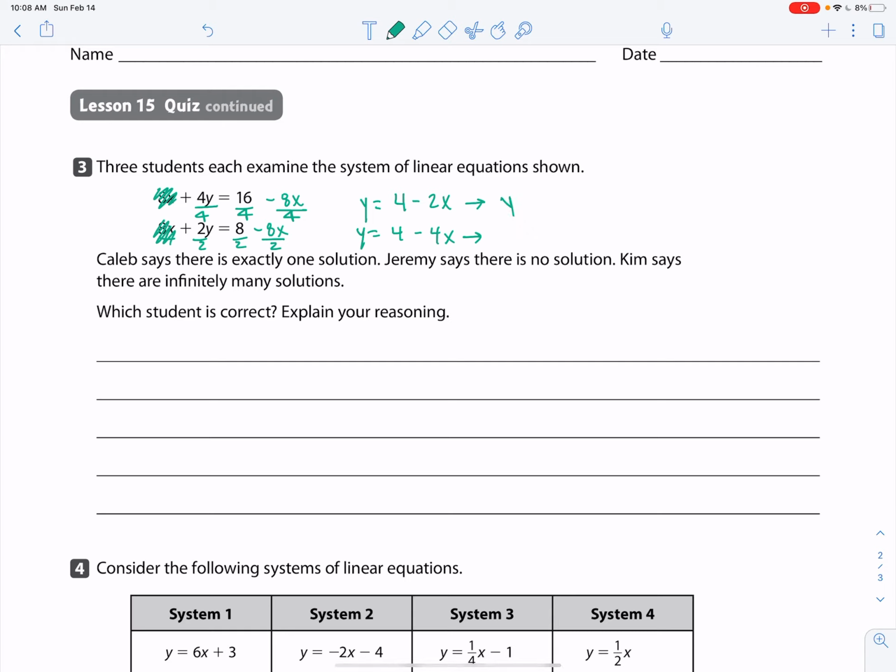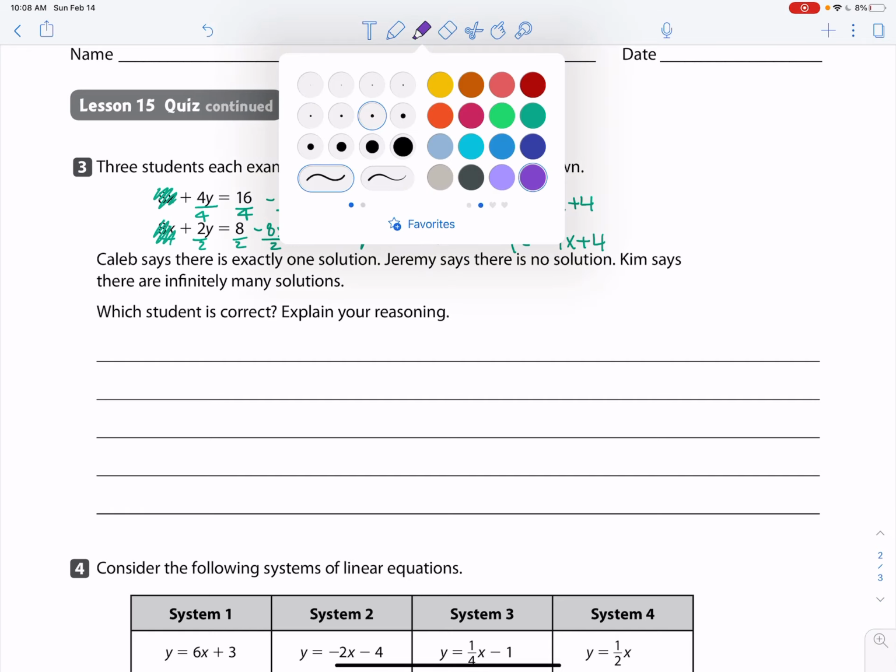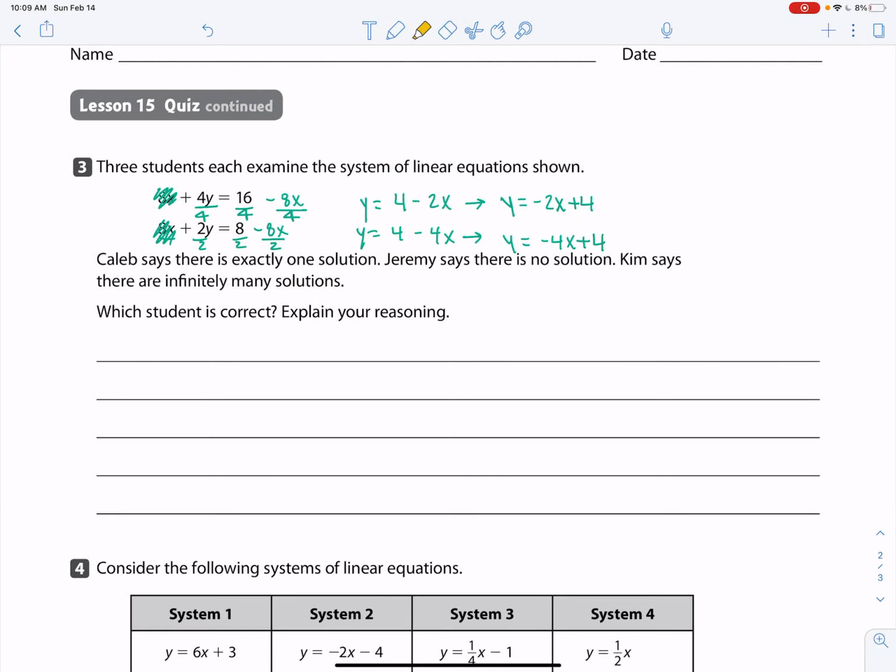So this one will be y equals negative 2x plus 4, and the bottom will be y equals negative 4x plus 4. Well, if you notice, both of these have the same constants, or y-intercepts, but that's never what we look for. We always look for the variable term, or the slope.